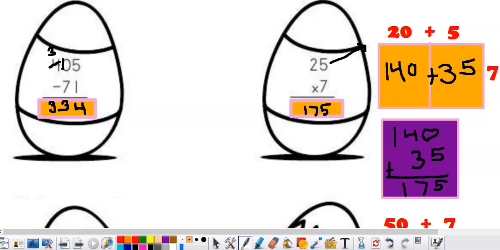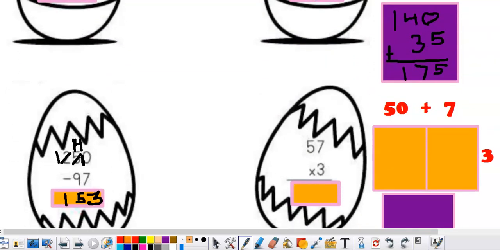One more multiplication problem to practice. Again, the area model can help you. 57 is equal to 50 plus 7 times 3. 7 times 3 is 21. That product, the answer to that multiplication problem, goes into the first area box. Then 50 times 3 is 150, because 5 times 3 is 15, and drop your 0 into the answer.